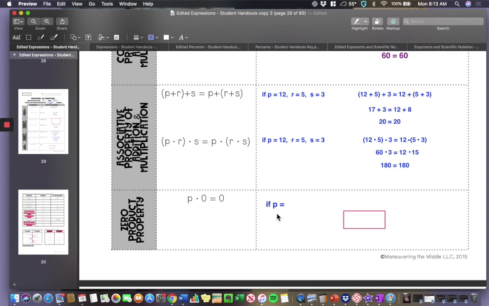So for this one, you're going to need to assign a number to the variable, say P equals 5, and you'll have 5 times 0 equals 0. Or for example, if I assigned 3 to the variable P, it's going to be 3 times 0 will equal 0.